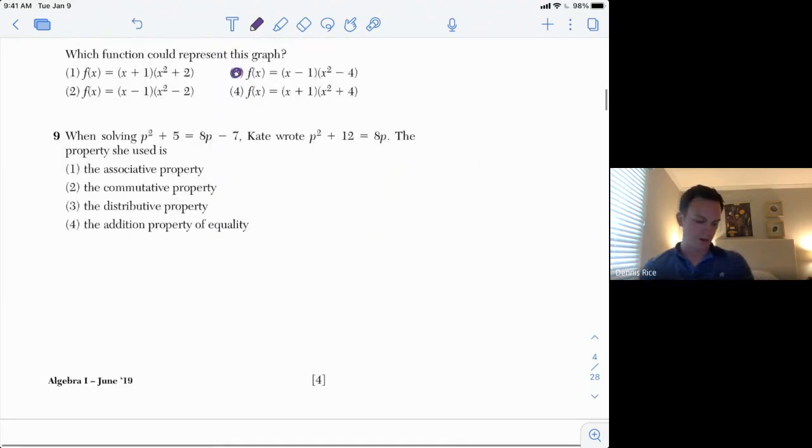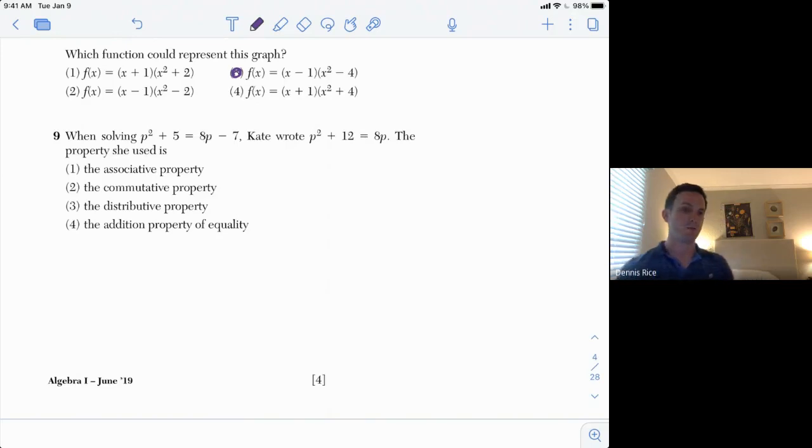For number 9, what property did Kate use? I always, with questions like this, think about what changed, what happened? Plus 5 became plus 12. The minus 7 is magically gone. So what did she do? She added 7 to both sides. So choice 4. She didn't distribute anything. There's not even parentheses. There's no associative or commutative. She didn't change anything on the same side. She didn't change the order. She didn't change the grouping. Choice 4, the addition property. She did plus 7 on both sides. Yeah, keep it simple.